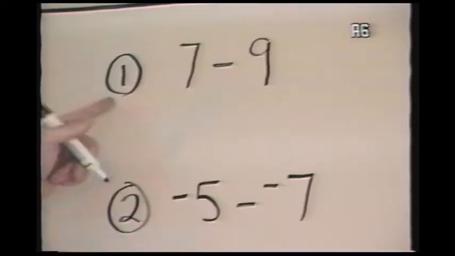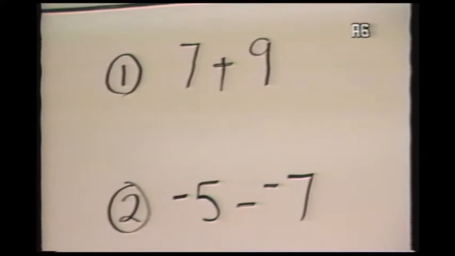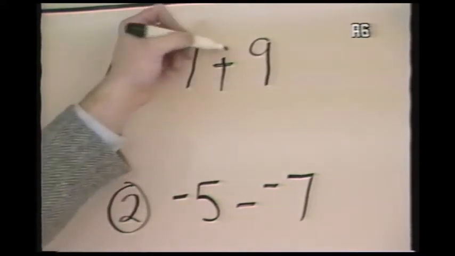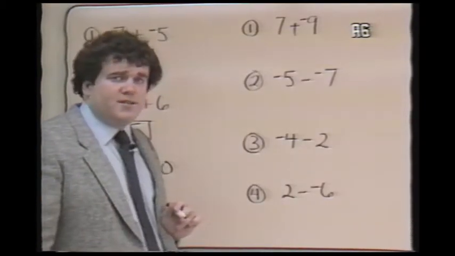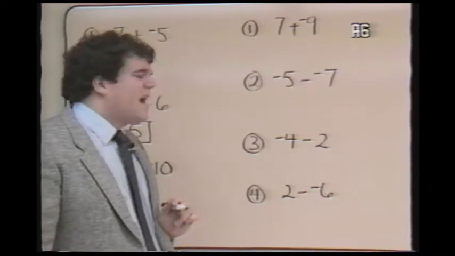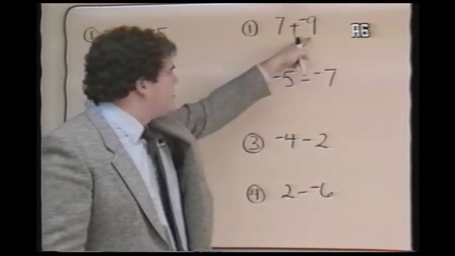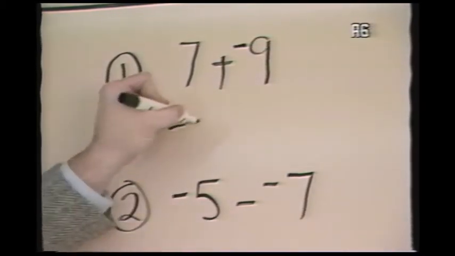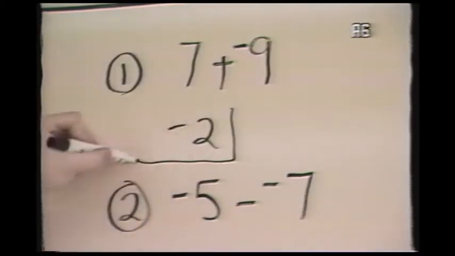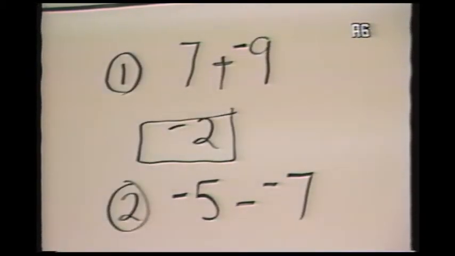Let's take a look. 7 minus 9. Well, I don't like minus signs, so I'm going to make it a plus sign. And in order to make that a plus sign, I have to change this 9 to negative 9. Now I can follow the rules of addition. Question number 1, will my answer be negative or positive? It will be negative. Question number 2, do I add or subtract the absolute values? 9 minus 7, 2. The signs were different, so I subtract. My answer here is negative 2.